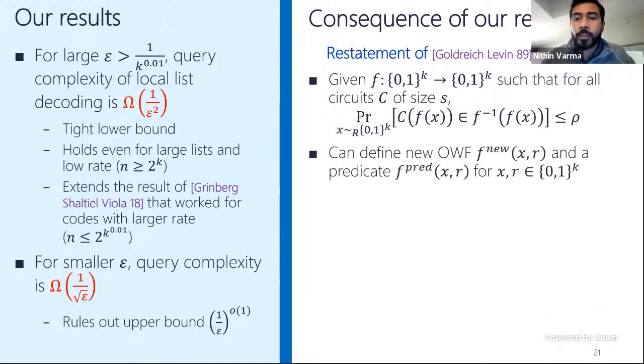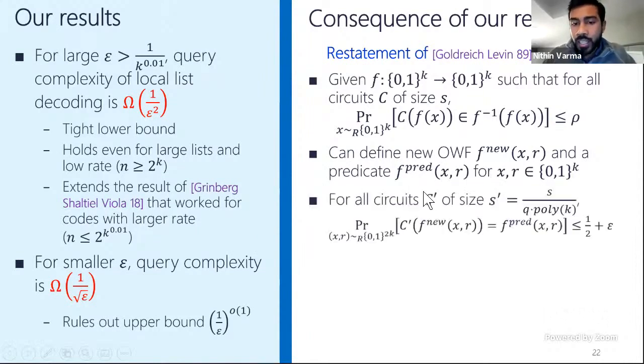Now, based on this f, you can define a new one-way function f new and a predicate f pred such that for all circuits C prime of size S prime, which is only smaller than S by a factor Q, where Q is the query complexity of Hadamard local list decoding, for a random input, if you only have access to the evaluation of f new on this random input, your circuit cannot compute the evaluation of f pred, the predicate, on this random input with advantage of more than epsilon over random guessing.